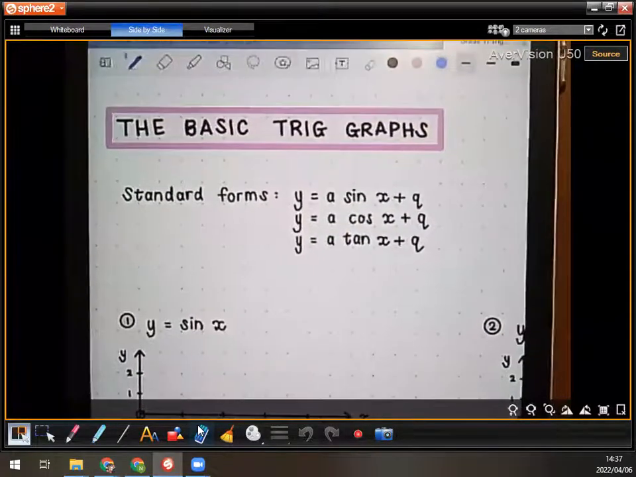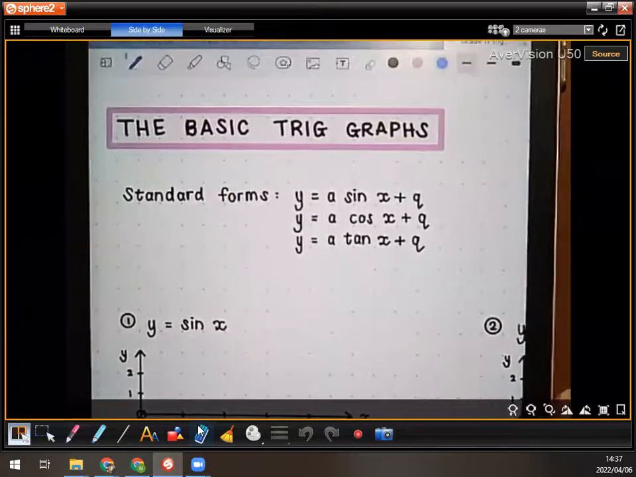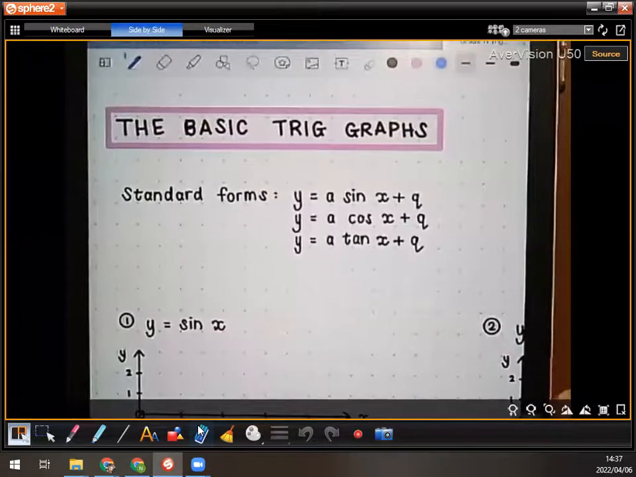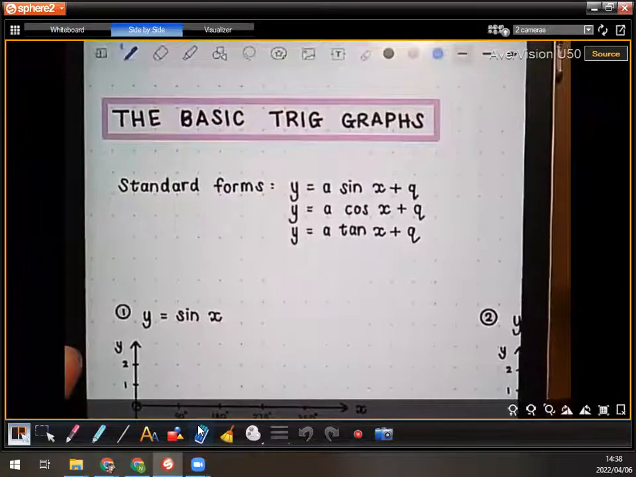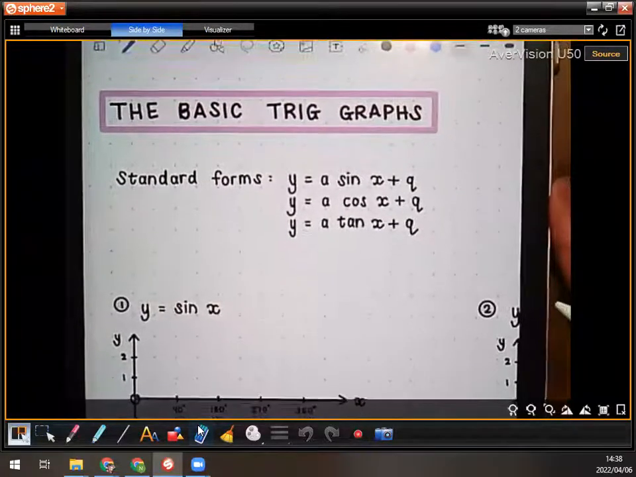So guys, the basic trig graphs are actually just the ones you did last year. y equals sin x, y equals cos x, y equals tan x. But we can also change those equations. It's not always just going to be sin x, cos x, and tan x. We can put a number in front, and we can put a number at the back. So I'll tell you now what those numbers actually do to the graph.